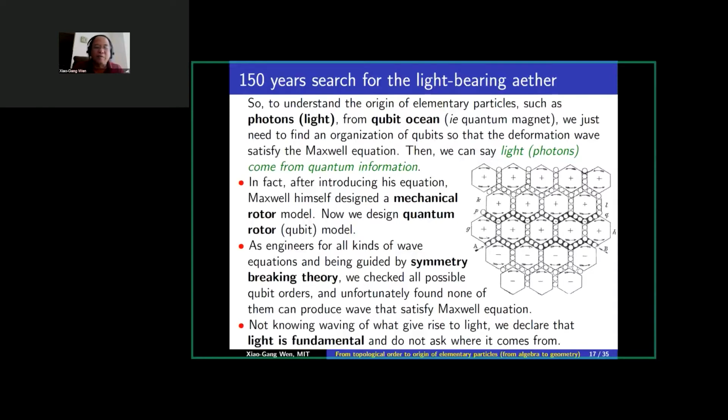At the beginning, after Maxwell proposed his equation, he actually drew this kind of wheel model, a gear model. They tried to say that maybe the mechanical motion of all kinds of gears or rotors can simulate the wave which satisfies the Maxwell equation. But this gear model doesn't quite work, and even after quantum mechanics, we considered all kinds of quantum materials. We still have difficulties finding a medium which gives rise to waves that satisfy the Maxwell equation. Okay, so it's kind of a failure.